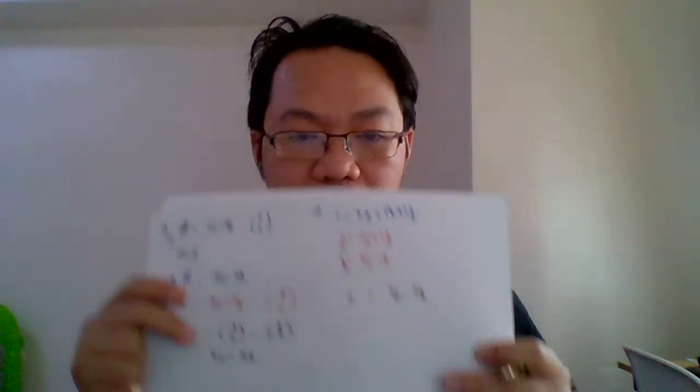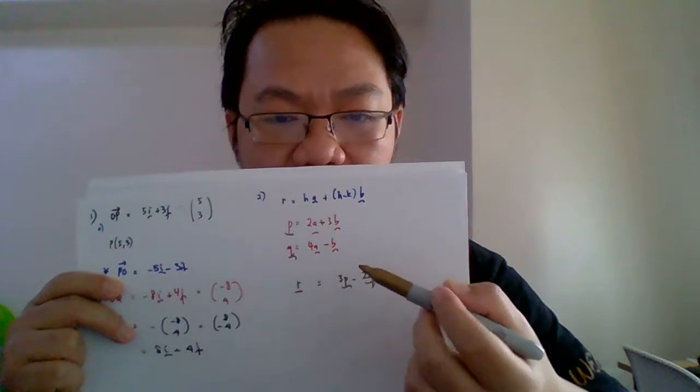Don't worry. Okay, jangan takut. Okay, so I just update all the information given here. So, P equals 2A plus 3B and Q equals 4A minus B. Okay, so this is all the information and R equals 3P minus 2Q. Okay, guys, all the information is given here.